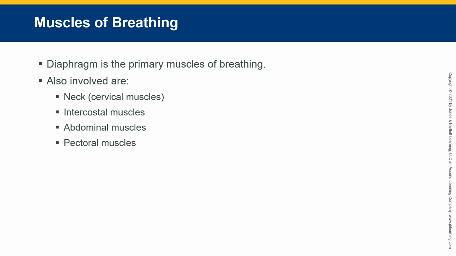Muscles of breathing. The diaphragm is the primary muscle of breathing. Also involved are your neck muscles, which are your cervical muscles, your intercostal muscles, which are the muscles in between the ribs, your abdominal muscles, and your pectoral muscles. A lot of things go into breathing.